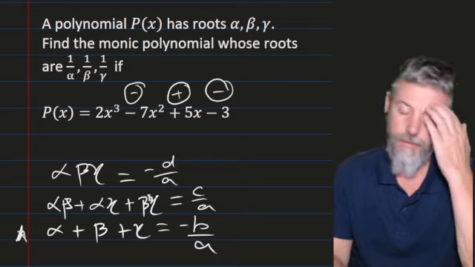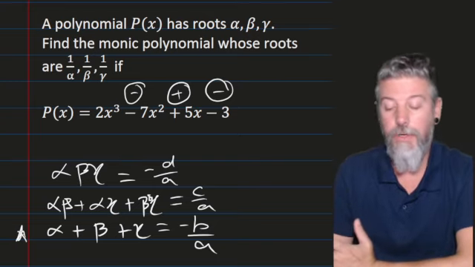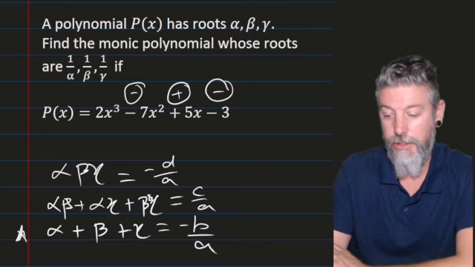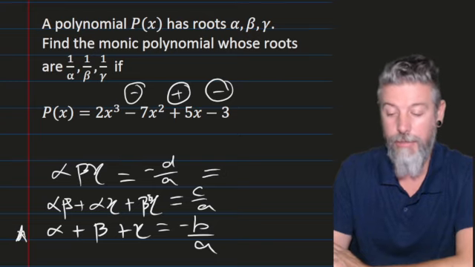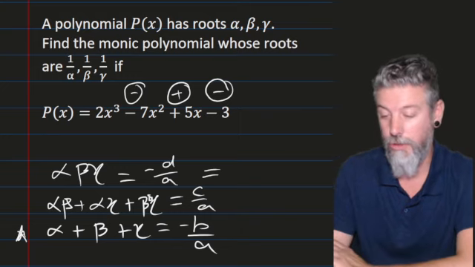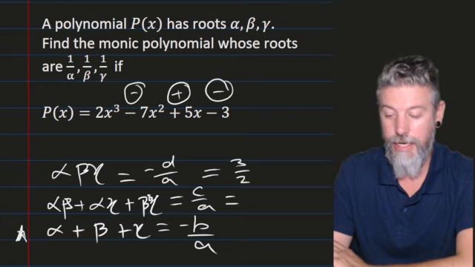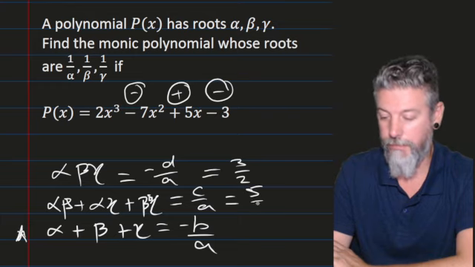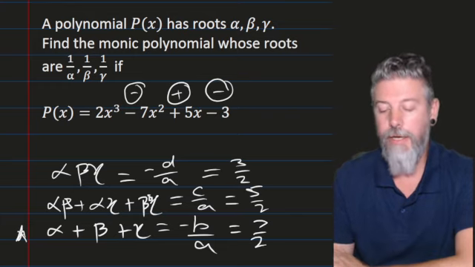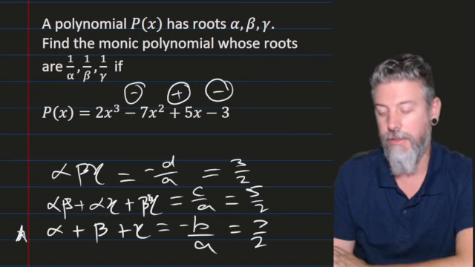So these roots, these sums and products of roots actually have values in this polynomial. So we can find out what they actually are equal to. So here, alpha, beta, gamma is negative d on a. So negative of negative 3 is 3 on 2. C on a is 5 on 2. And negative b on a is 7 on 2. And so we have values for these combinations, these sums and products of roots.